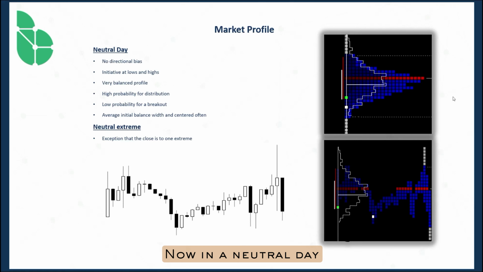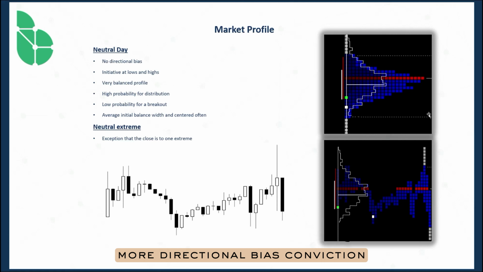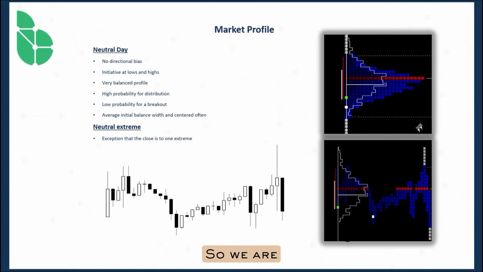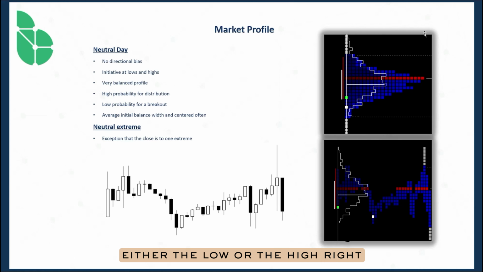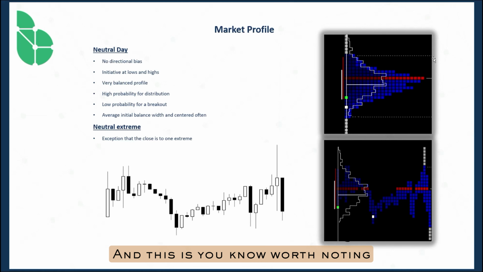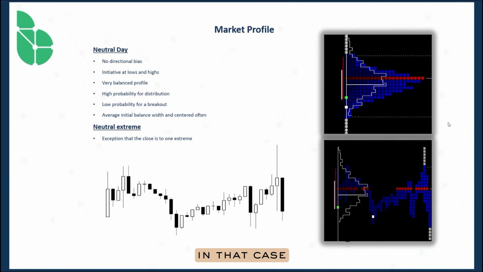Now in a neutral day extreme, there's a little bit more directional bias and conviction, because we typically close at the extreme of one profile. So we are closing towards either the low or the high. This is worth noting because it's a little bit less balanced in that case.